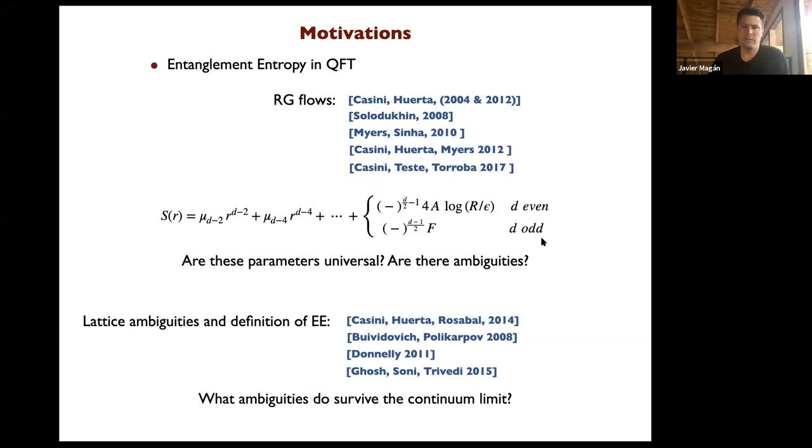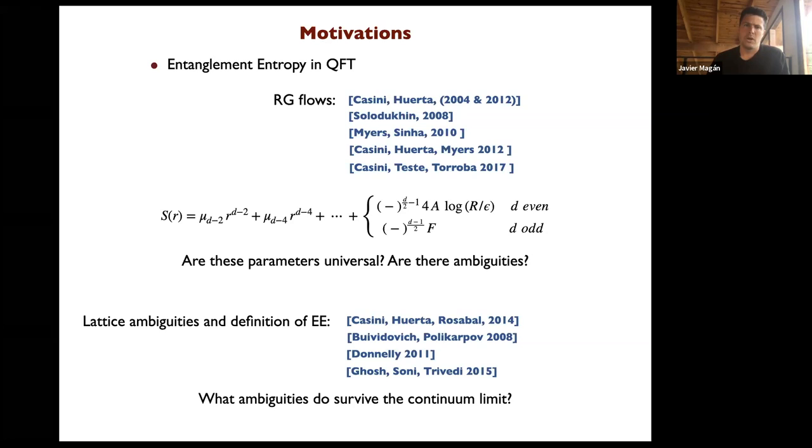The main reasons are the by now famous ambiguities that appear in lattice definitions of entanglement entropy. One of the main motivations for our work was to clarify these issues and to find ways to obtain results that do not depend on these ambiguities. An important question that also motivates much of our work is to ask for the ambiguities that do survive the continuum limit and are not an artifact of the lattice.